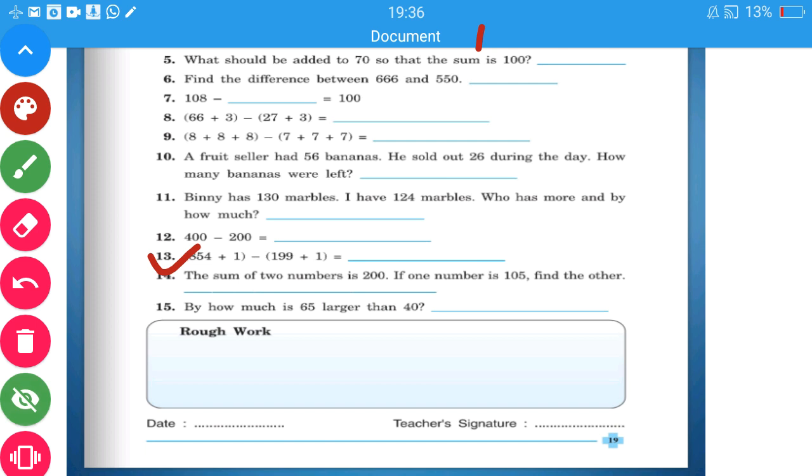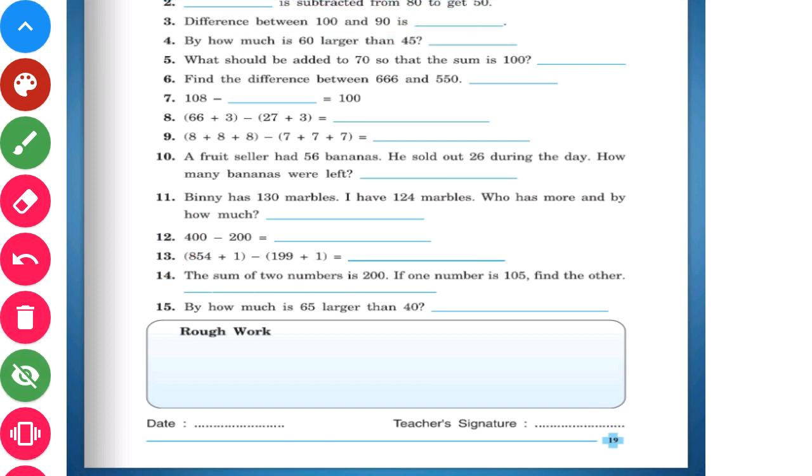Now moving toward question number 13. Question number 13 is 854 plus 1 minus 199 plus 1. So this question is also a bracket based question. This question you will do by solving the bracket first. What you will do? Let us do this question. Okay. 854 plus 1 minus 199 plus 1.